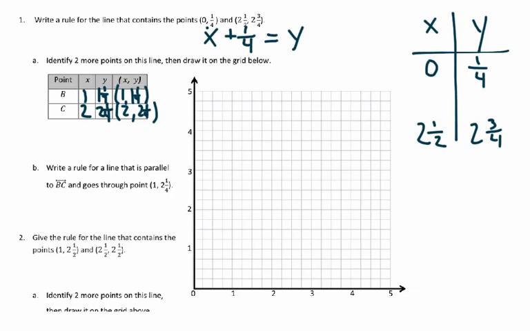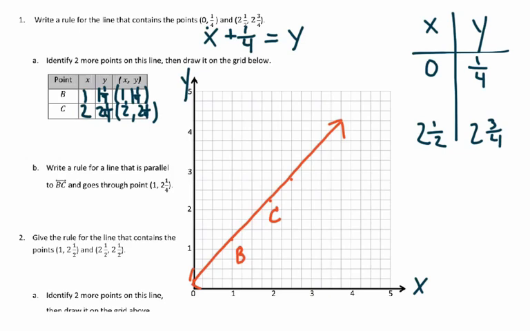So we're going to go ahead and I'm going to plot those points, and I'm going to plot the points that they gave us in the first part too. So I'm going to plot 0 and 1/4, 2 1/2, and 2 3/4 as well. Okay, and I'm going to label my point B here, and my point C, and I'm going to connect them all together. Okay, so this is what my line looks like. Let me label my x and my y here. Okay, so that's what our line looks like for x plus 1/4 equals y.